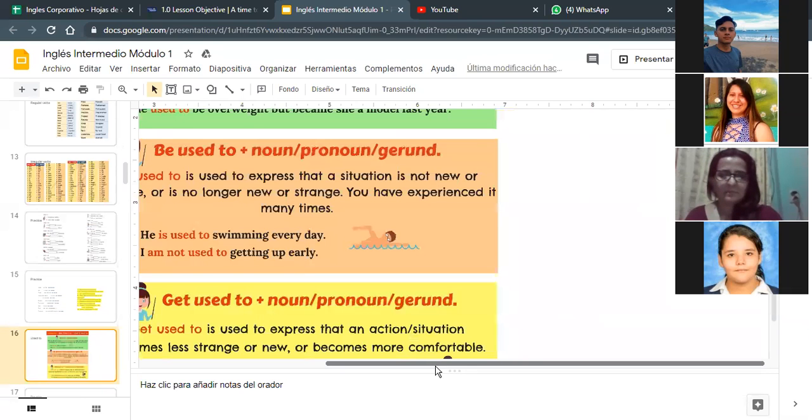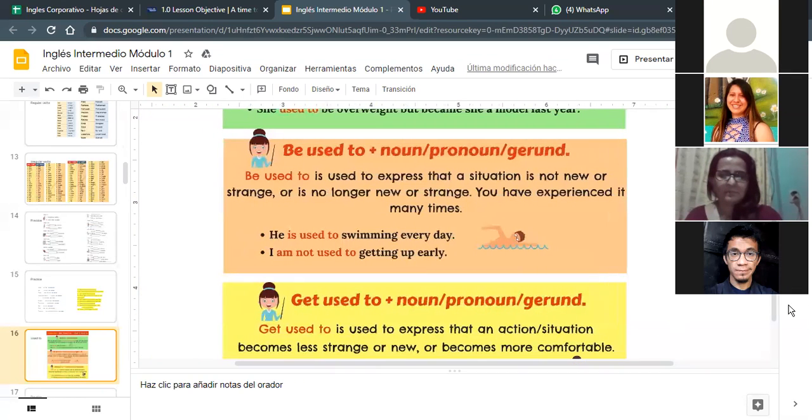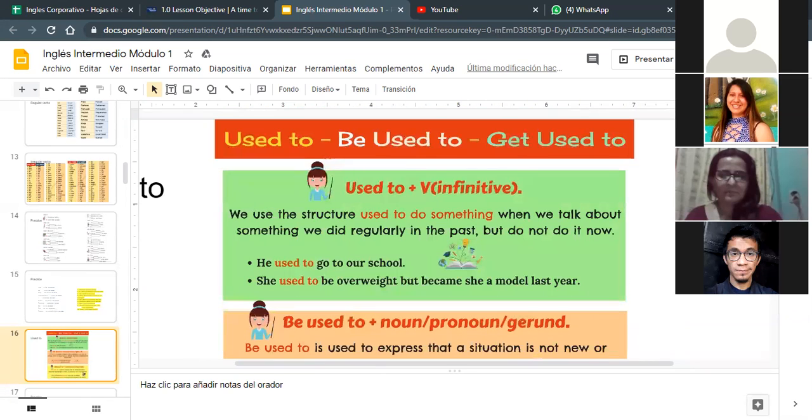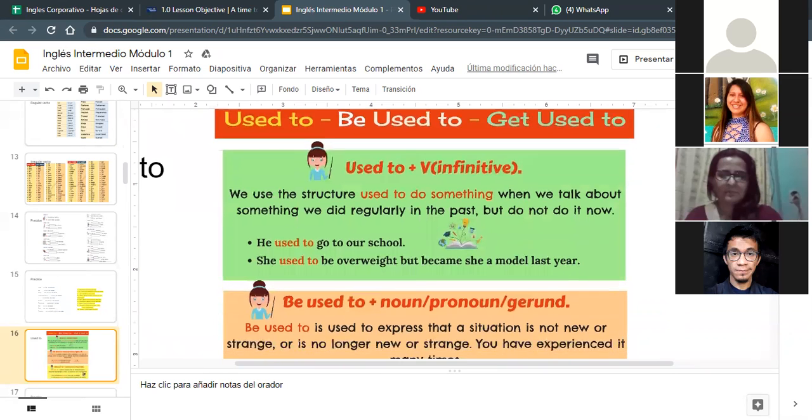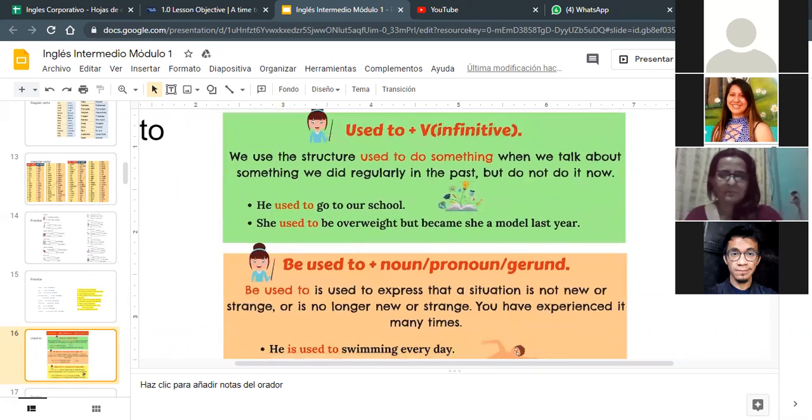Okay. The next topic is very similar to past. This one is used to, be used to, or get used to. So in general, how do we use used to? The first one is the most basic. That is the only one that is in the platform. We're going to use used to plus the verb in infinitive, meaning the base form of the verb. So we're going to use the structure used to do something.